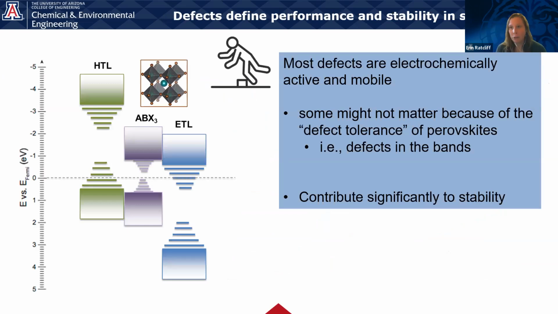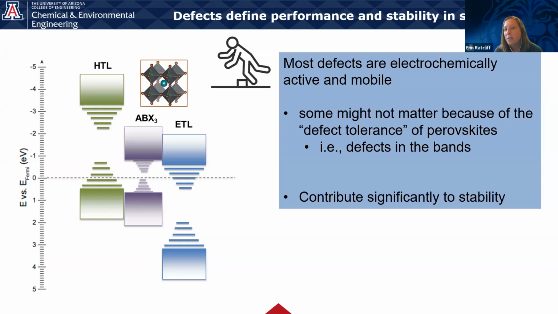But I'm an electrochemist by training, and so when I think about defects in perovskites in particular, most of these defects are going to be electrochemically active and mobile. Of course, some of them may not matter because of the defect tolerance of the perovskites, and it may also depend on where they lie on the energy band diagram of the material. But the general consensus in the field is that these defects are going to contribute significantly to the stability of the material and ultimately the long-term performance of a device such as a photovoltaic.